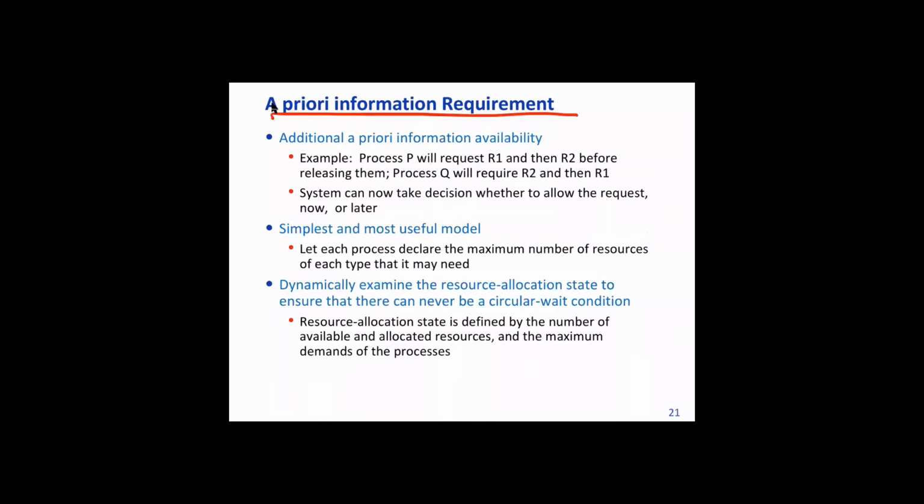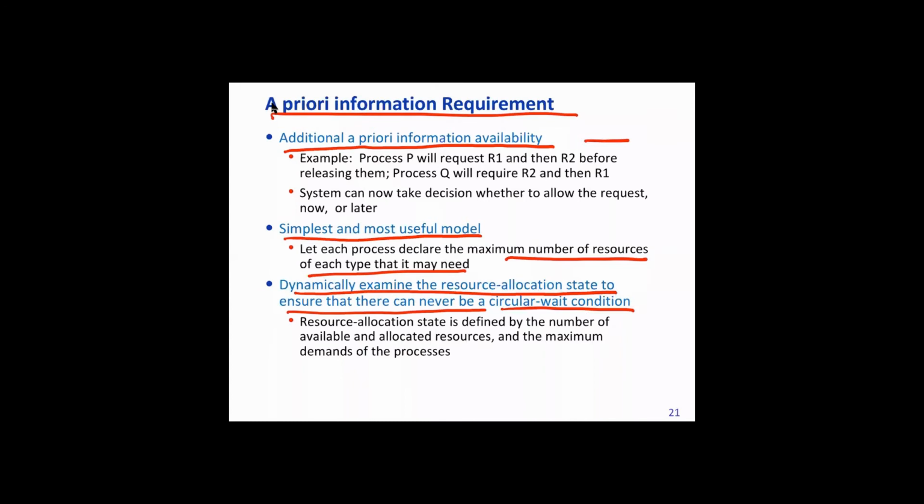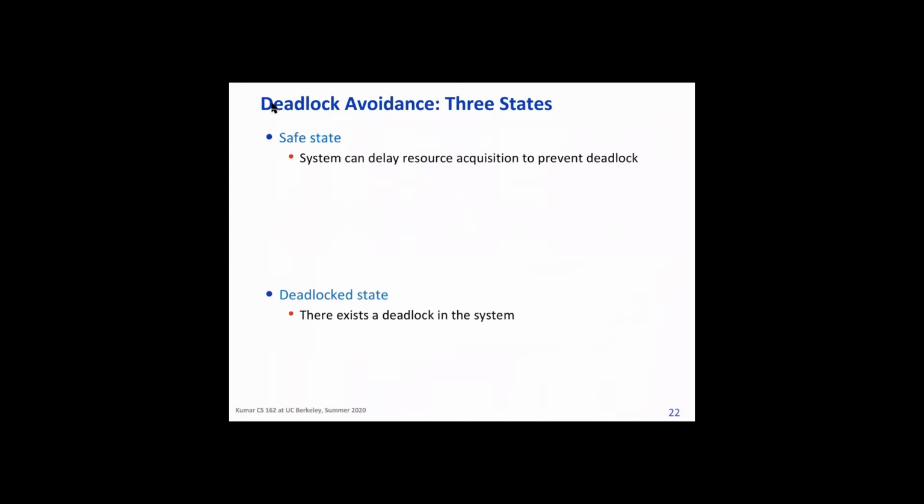Additional a priori information is necessary, and it's quite a simple method then: let each process declare the maximum number of resources of each type it may need, and based on that information the OS can take a decision. And dynamically examine the resource allocation state to ensure that there can never be a circular wait condition. So all these three conditions come out of common sense. Now let's look at the different states that the system can be in.